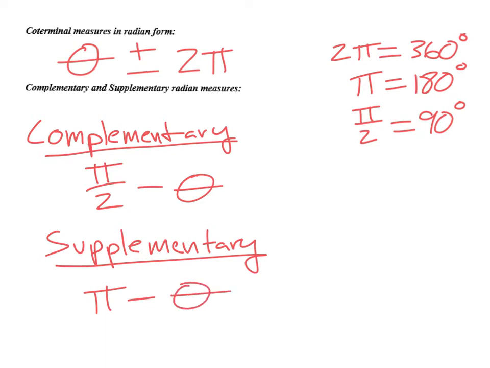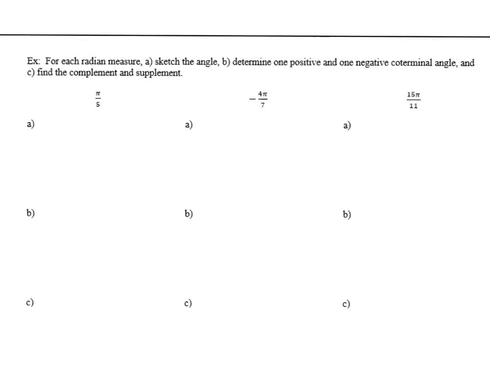Supplementary, you would have subtracted it from 180. If we're talking radians, it's from pi. Okay? Coterminal, complementary, supplementary, not new, right? If you're dealing with radians, you're dealing with different numbers. But the ideas are the same.